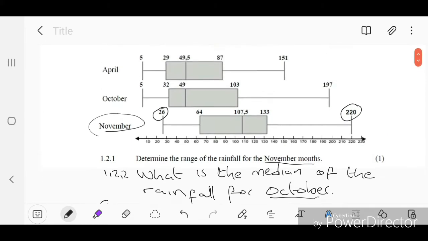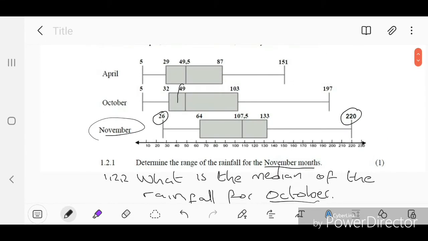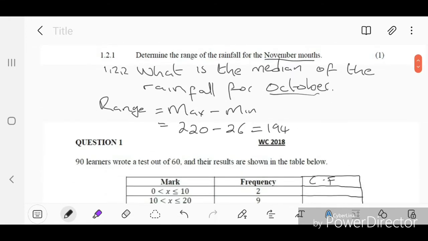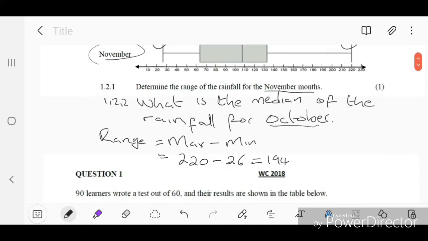The median is the middle one. This is it. It's the middle one. Remember, this is the minimum, maximum, first quartile, higher quartile. Then this is the middle one, the median. So for October, the median will be 49. That's 49. It is our median. Okay, so those are the things that you've got to understand.